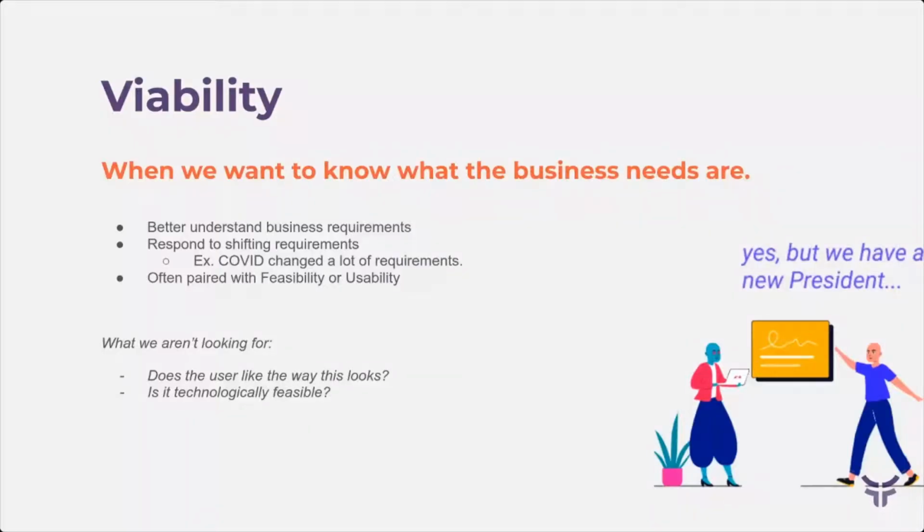And so next up, we have viability. So when we want to know what the business needs are, again, I often use workshopping, hands-on workshops with my clients, so we work in the government, right? So in this particular case, one of the business viability examples here is, yes, but now we have a new president. So that changes everything, changes the requirements, right?